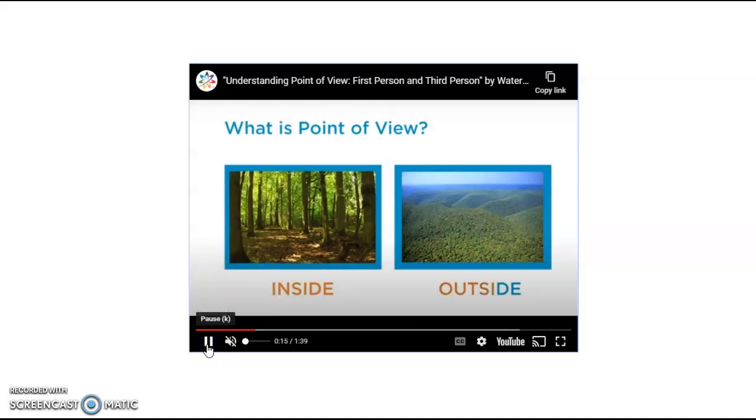Third person point of view is told from someone outside of the story. So see the difference in these two pictures. Right here you can see all of the trees in the forest because you are walking in the forest. Third person point of view, you see the whole forest. You see the whole story or the whole picture. So a third person narrator tells you about everything in the story, like this whole entire forest. First person point of view tells you what one person sees, like this one person who is walking through the forest.